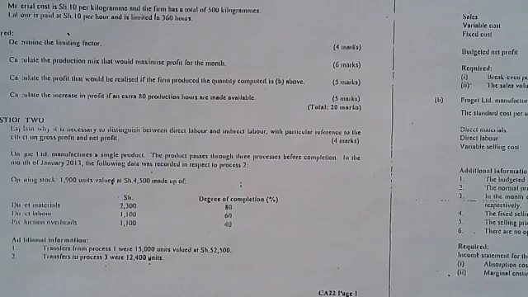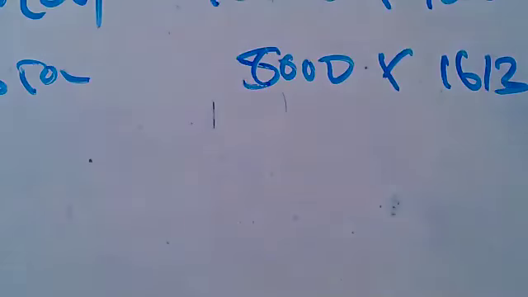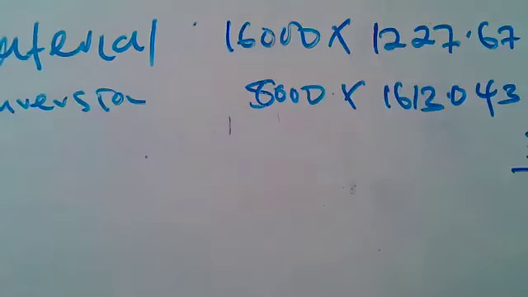Number 7, Unique Limited uses the first in, first out, FIFO, method of stock valuation. Required, number 1, statement of equivalent production. Number 2, statement of cost. And number 3, process 2 account. So these are very good questions also. We'll do it and then you will be able to do the others.